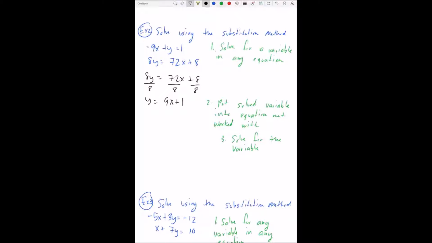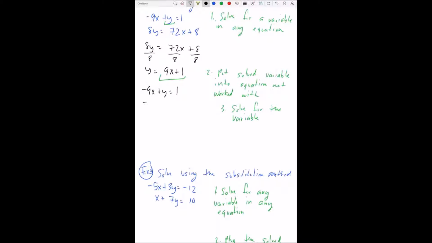Okay, so what are we going to do with this one? We're going to put it into the equation we didn't work with as y. We have negative 9x plus y, which is 9x plus 1, and that equals 1. So you notice our x's cancel out, and we have 1 equals 1. Well, 1 does equal 1, but we can't go any further than this, so it's the same line, so it's an infinite number of solutions.